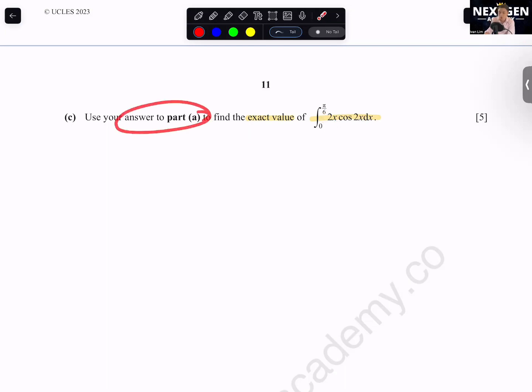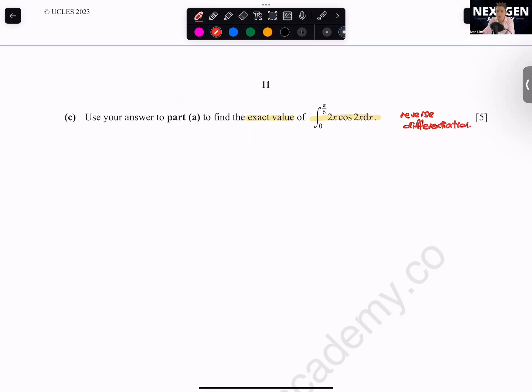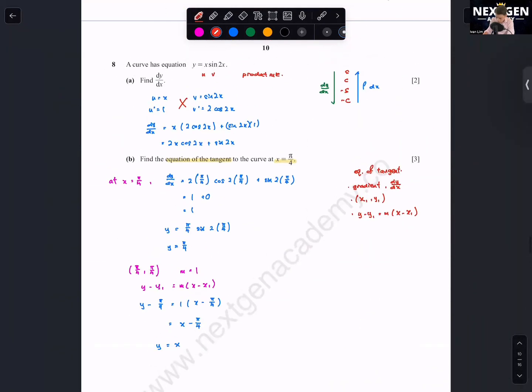So the reason why they say use your answer to part A, there's a reason. This is called reverse differentiation. However, once you're after IGCSE, you all will know how to do this without using this reverse differentiation form. There's this thing called integration by parts, then you can do this already. Anyway, we don't have to know that one first. So we go back to question A.